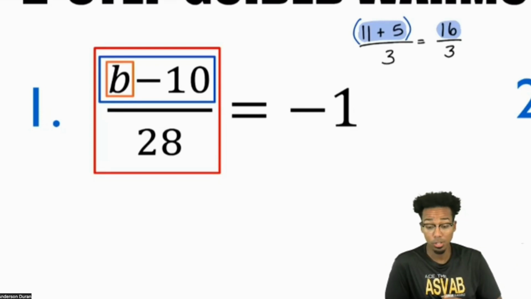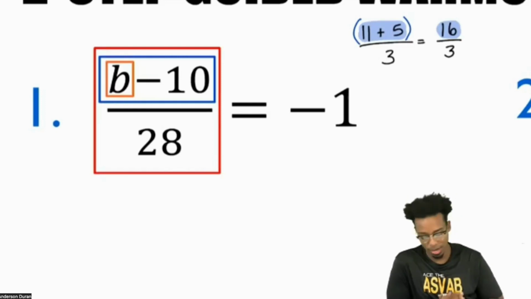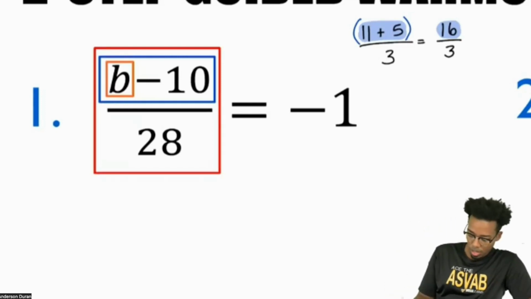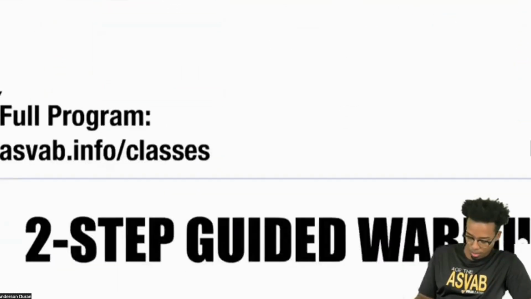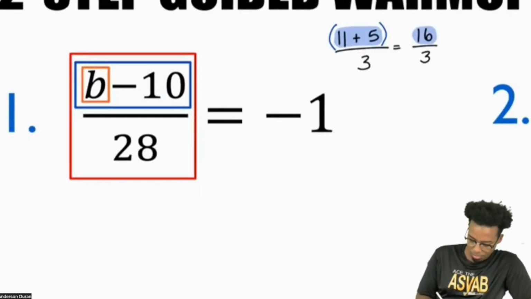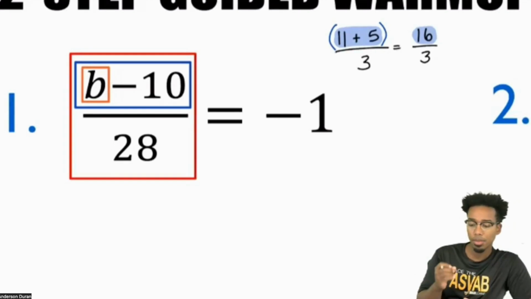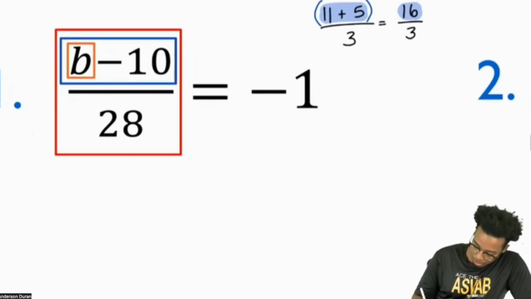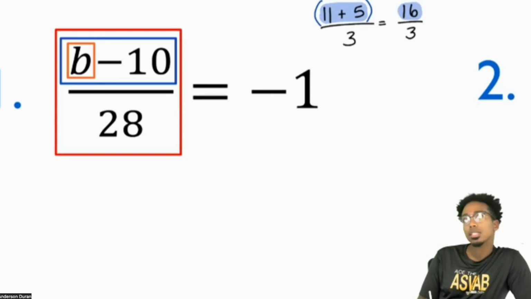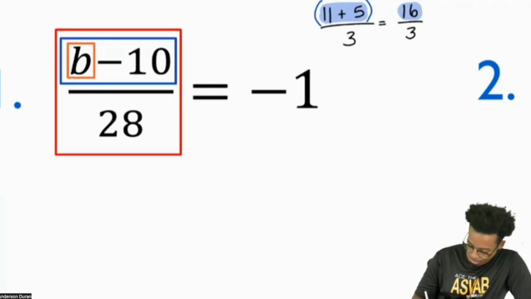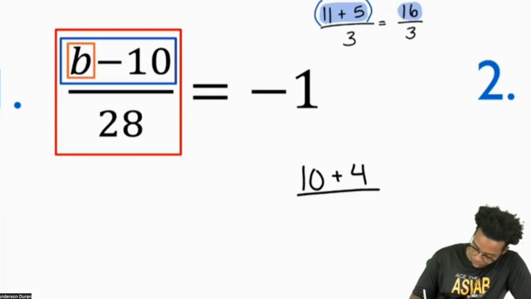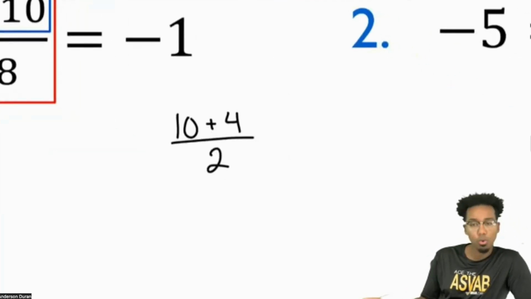And so I'm getting some no's, and that's okay. Let me explain this in a different way. Let me show you, and then we'll go back to the example. I'm going to give you a similar example with different numbers. Let's say we're looking at 10 plus 4 over 2.